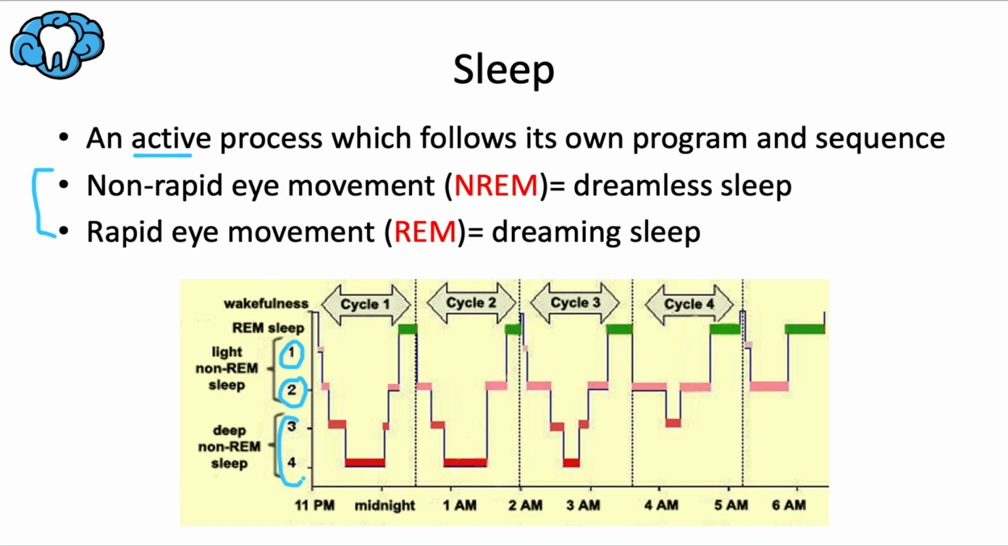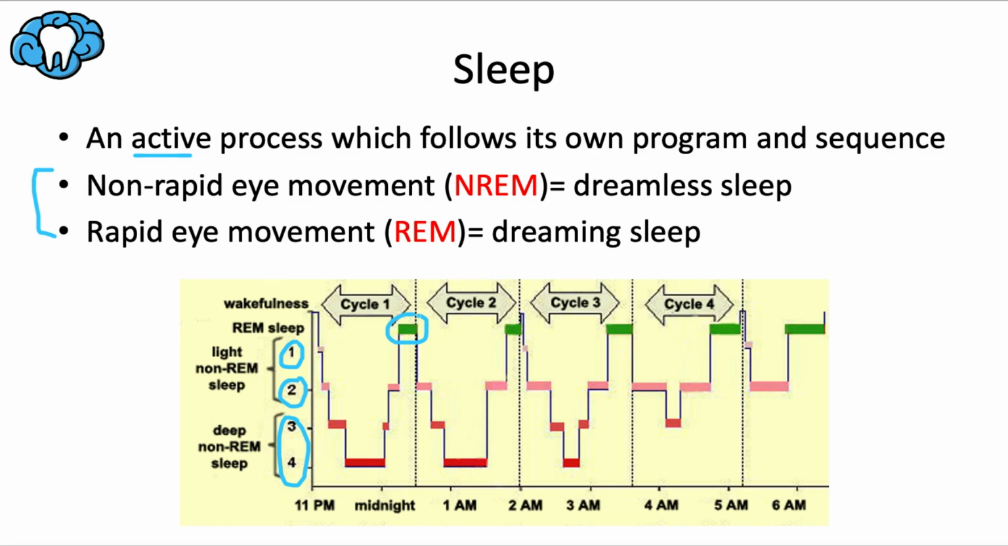Then when you get to stages 3 and 4, you experience what's called slow wave sleep or deep sleep. You have decreased muscle tone, delta wave brain activity. This is where you're really getting your restorative sleep. And then we go backward to stage 3, stage 2, and sometimes stage 1 again. And then we get to this REM sleep. And this is where you start to dream.